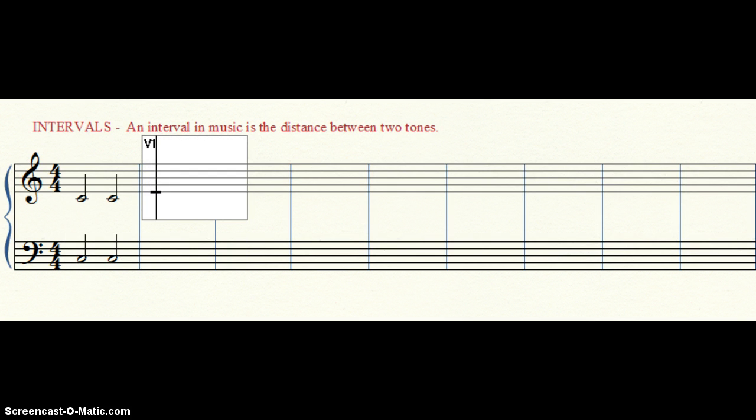Now we're going to talk about the interval of a second. And now we're going to use a whole note on middle C. Now to go up a second, I'm going to just go up one step, or to the next line or space. So from C, I'm going to go up one, and that happens to be a D. And so the interval of a second is a C to a D.